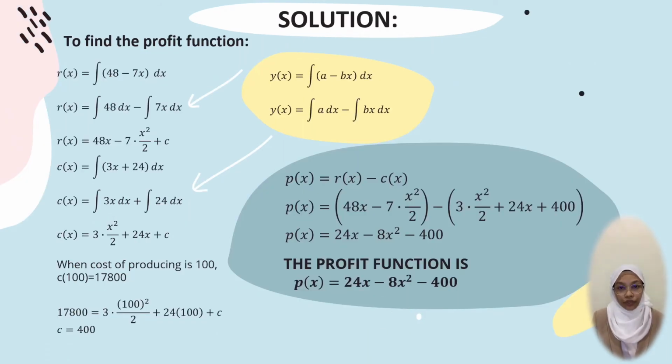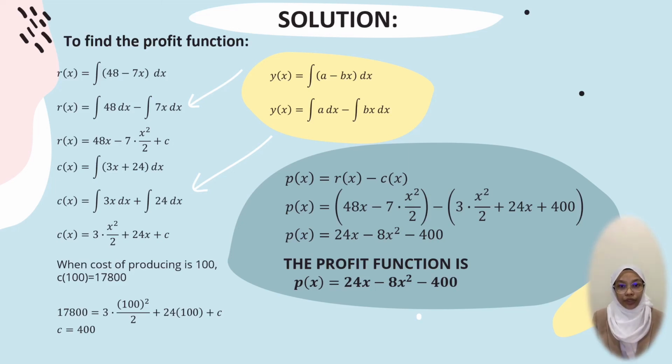So, to find the profit function, first we put the equation of marginal revenue given just now into the formula of the total revenue, then we get the equation. Next, we put the equation of marginal cost into the formula of total cost, then we get this equation. When the cost of producing 100 units, the total cost is 17,800. So, we just put it into the formula to get the C. And the C that we get is 400.